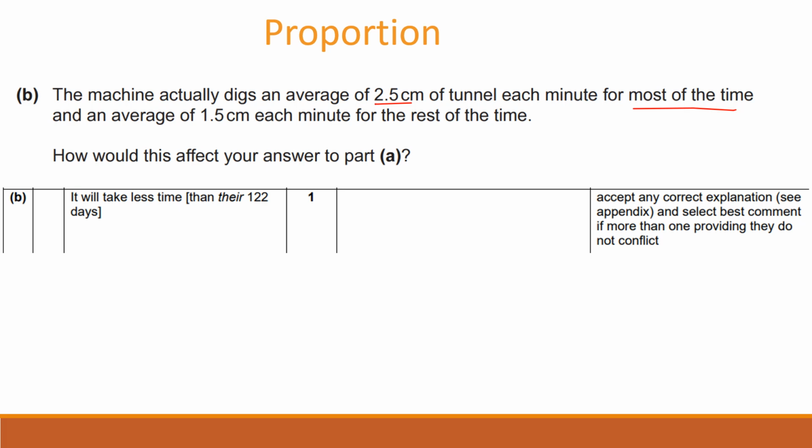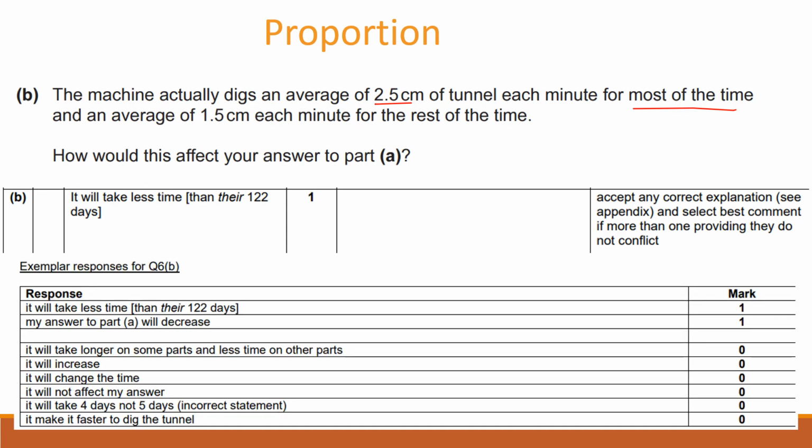Any correct explanation is accepted, and it says see the appendix, so I'm just going to show you what the appendix says. There are 2 methods that they give in the appendix: it will take less time than the 122 days, or my answer to part A will decrease. Either of those answers are acceptable. The ones down the bottom will not give you a mark. So anything down the bottom here will not give you a mark.